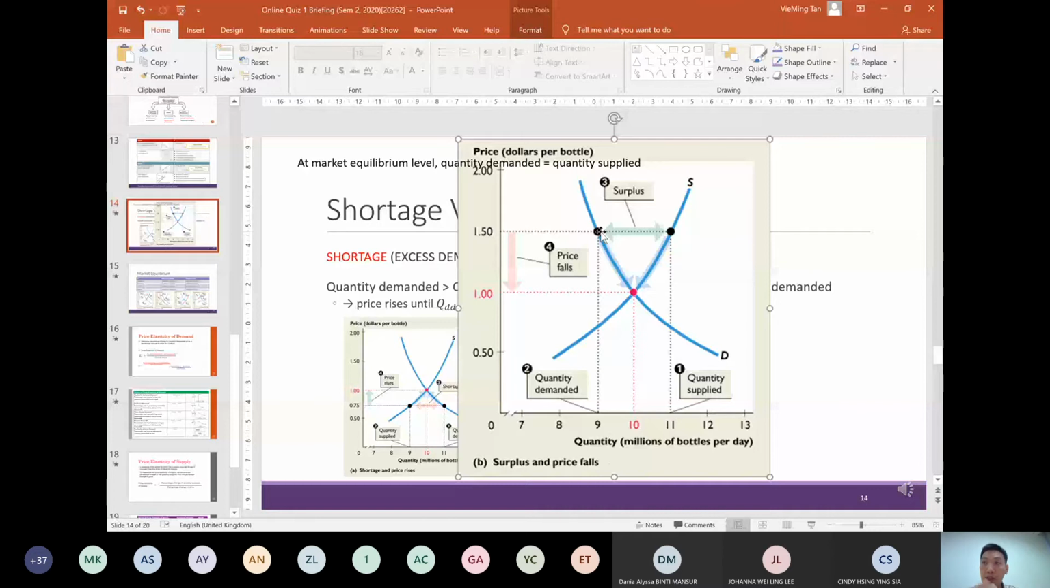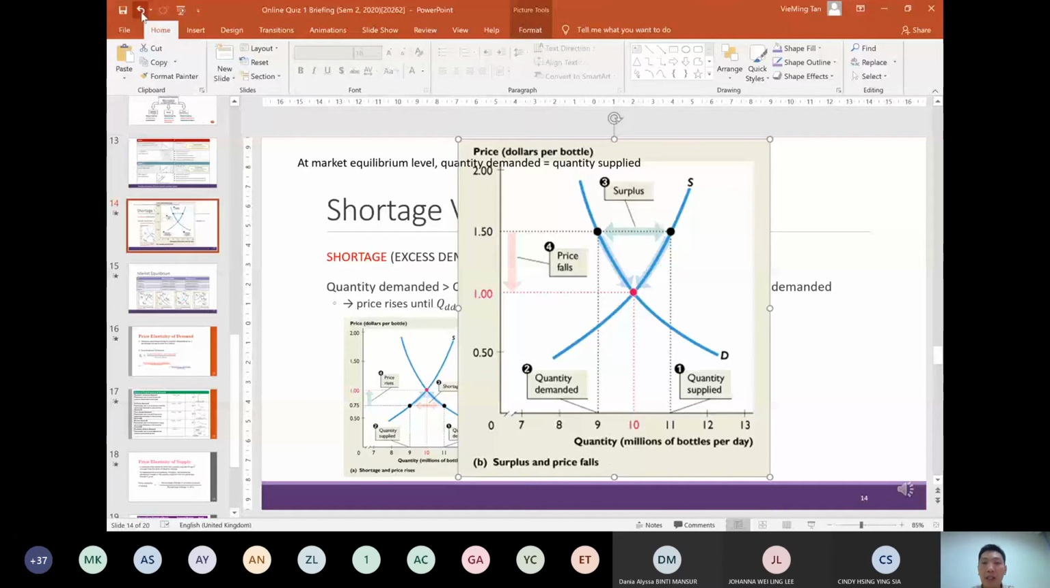So what is going to happen? The market forces will adjust the quantity supplied and quantity demanded until they are equal at this point again, going back to the equilibrium point. This is how the market mechanism works without government intervention. It will force the quantity supplied to reduce and quantity demanded to increase, reducing the price continuously until quantity supplied is equal to quantity demanded.